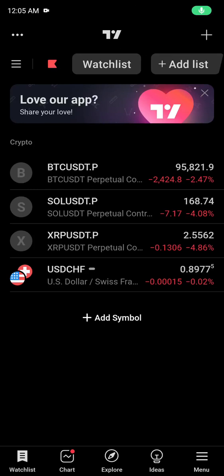How to use TradingView to set price alerts on your mobile. Because the truth is, you do not want to be sitting in front of your chart all day long, watching every price movement, candlestick for candlestick. That is a very, very bad habit.